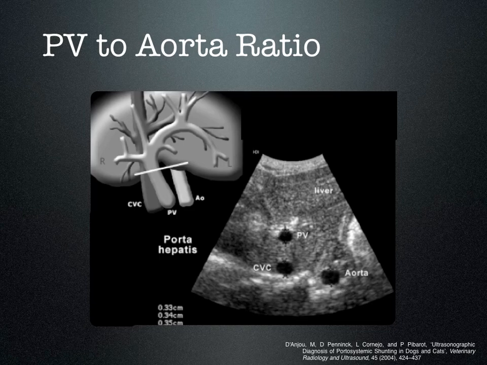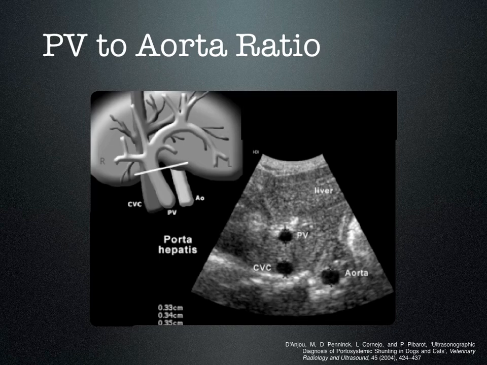If we can't acquire this view, we will perform the measurements in a longitudinal view. So the probe will be oriented parallel with the vessels. So instead of cutting across, it's going to be oriented more along the axis of the vessel, either the caudal vena cava, portal vein, or aorta.